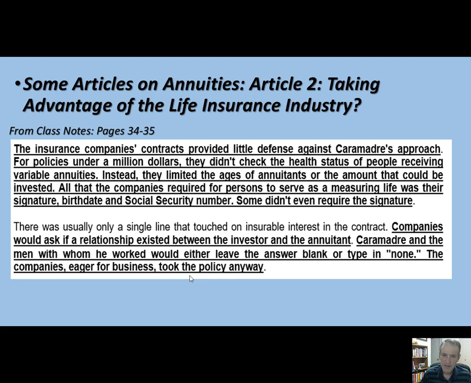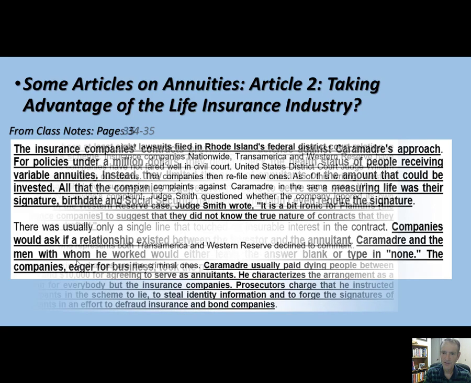Here it says for under $1 million, they don't check the health status. All the companies required for the person was a signature, a birth date, and social security number. Companies would ask if a relationship existed between the investor and the annuitant. Joe and the men with whom he worked would either leave the answer blank or type none, and the companies would ignore that. So they were even asking that question, which they could have used to deny the policy, and they didn't. They still took it. He was honest.